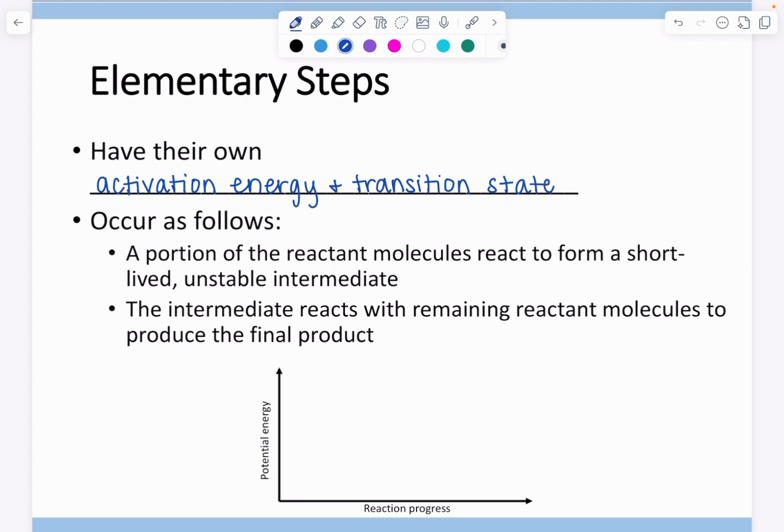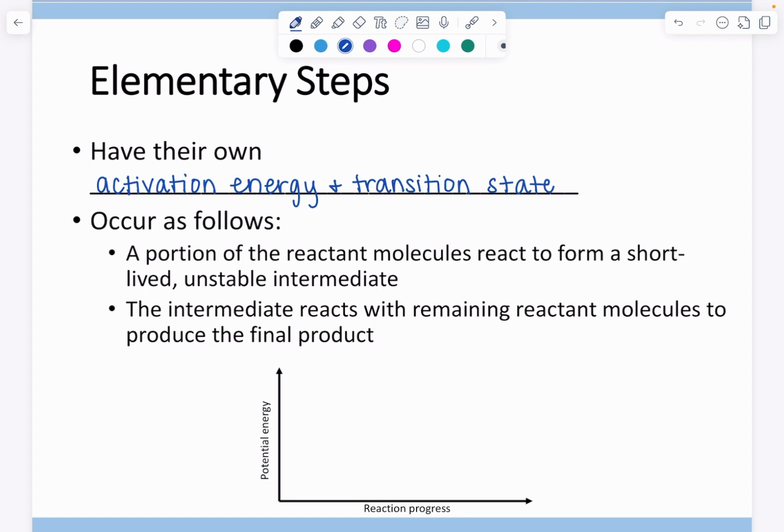So let's say we have a 2-step reaction. We're going to draw what a reaction coordinate diagram would look like. But how this would occur is a portion of the reactant molecules would react to form a short-lived unstable intermediate. Then the intermediate reacts with remaining reactant molecules to produce the final product.